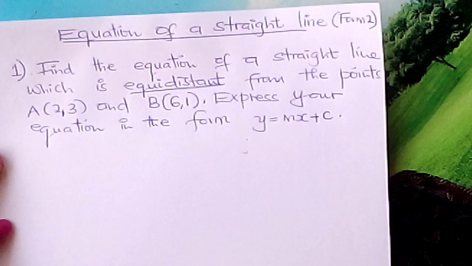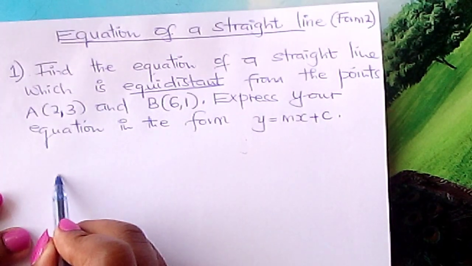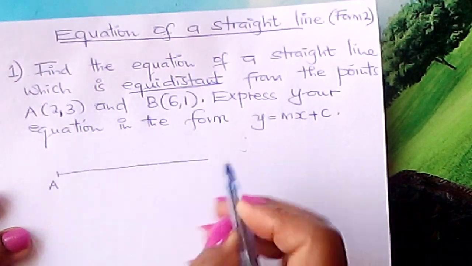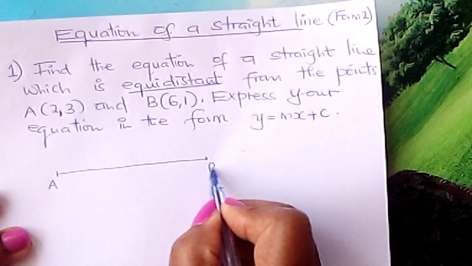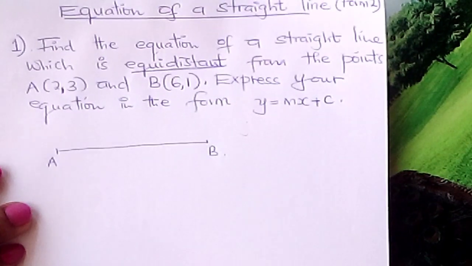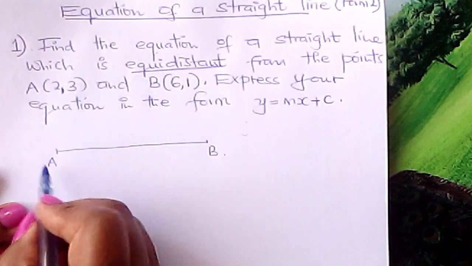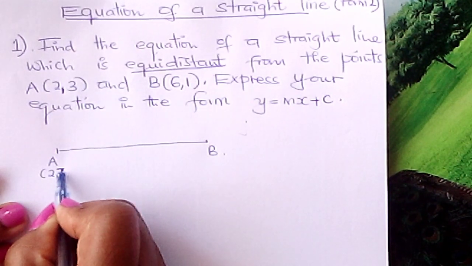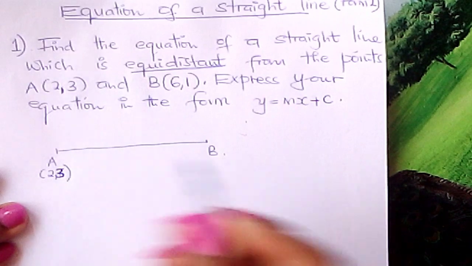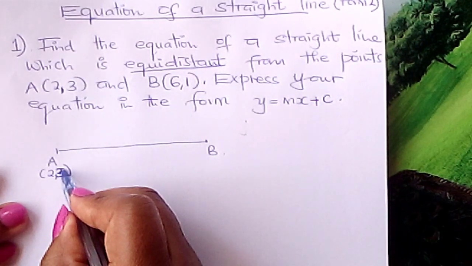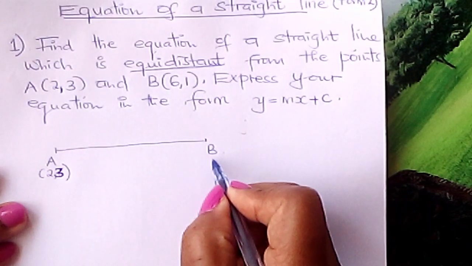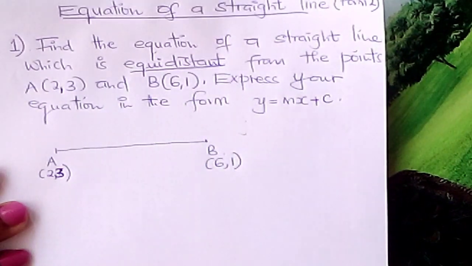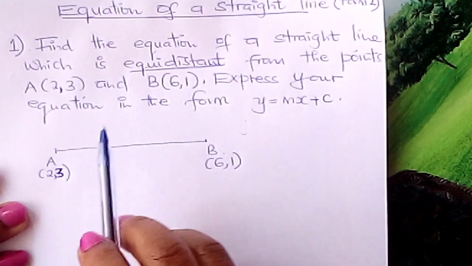So we look at this. Learner, suppose you have a line like this. This end is A and this other end here is B. Then we fix the coordinates. A is at (2, 3). You can write it like that. I hope you can see it. And B is at (6, 1), like that. So, learner, which is this line?